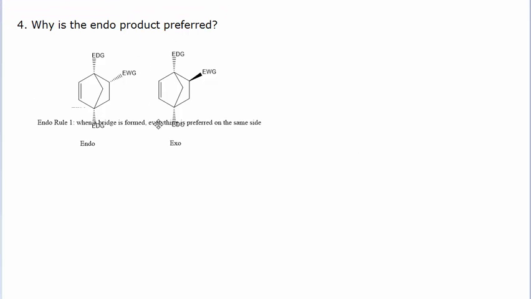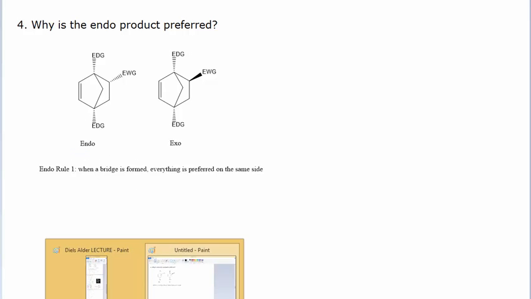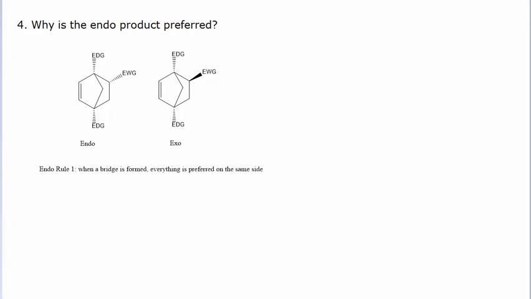Typically there's two rules associated with this whole endo thing. The first one is that if you have a bridgehead, so that's this sort of thing that's going on here, then when you form the product, the endo product is preferred. The second rule states, and this is the one you'll see more often that we have to use in this class, that the electron withdrawing groups are preferred on the same side as the diene substituents.